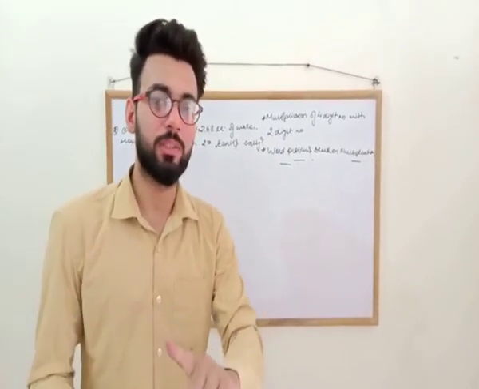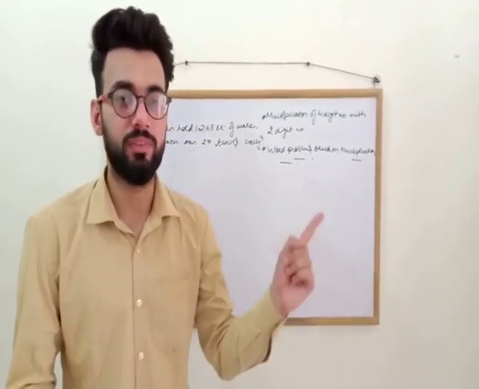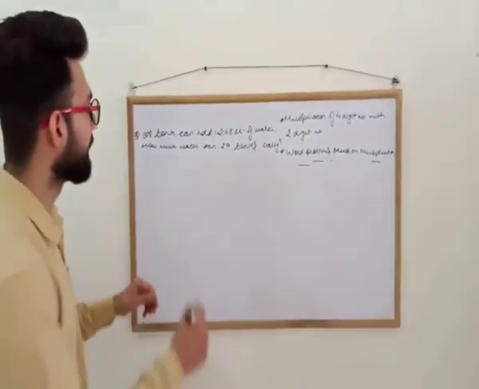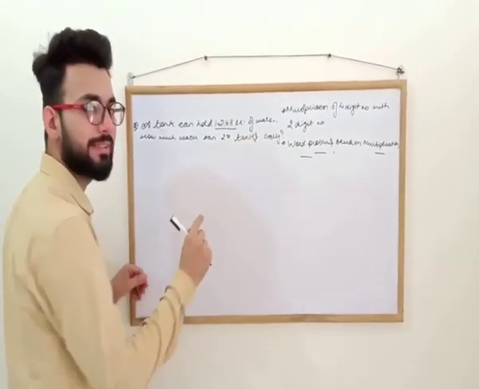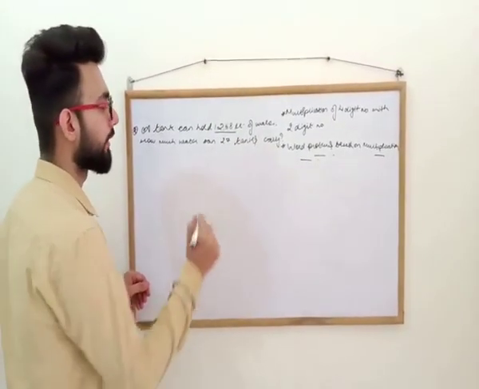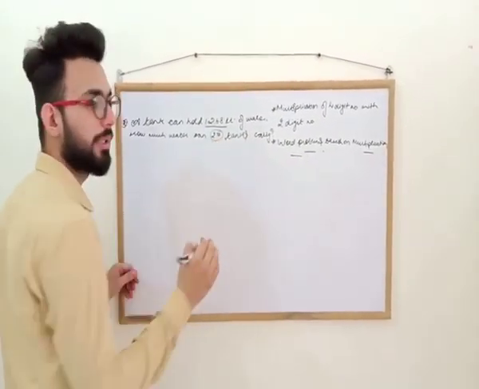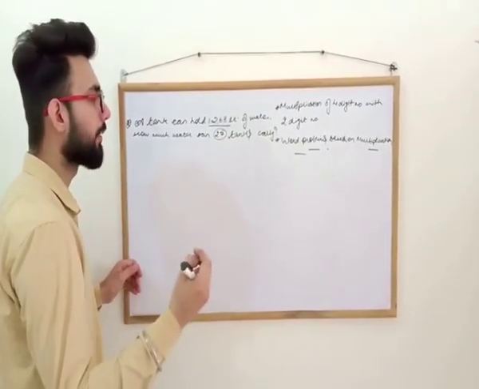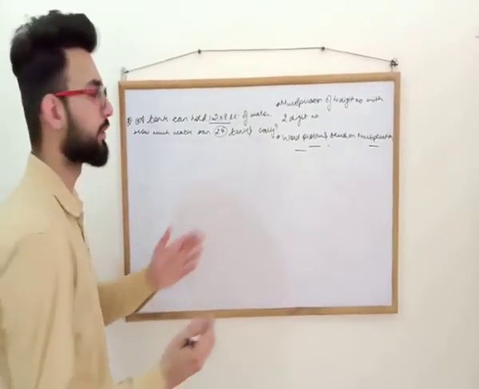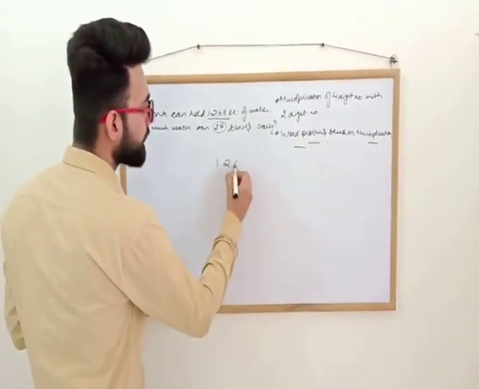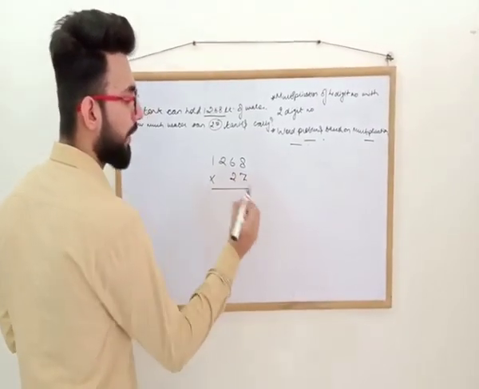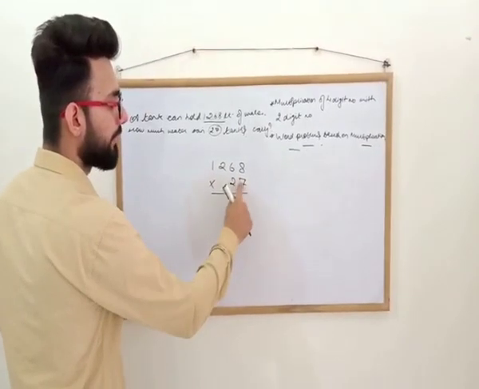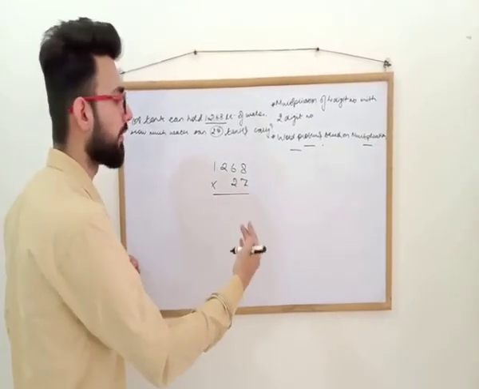This is basically the method of repeated addition which we learned in the previous video. Now we'll check out the same method. Like, 1268 liters of water is in one tank. So we need to find out the total capacity, the total number of liters of water in 27 such tanks. So 1268 multiplied by 27. As in one tank it was this much, so in 27 tanks we will multiply the same number by 27.